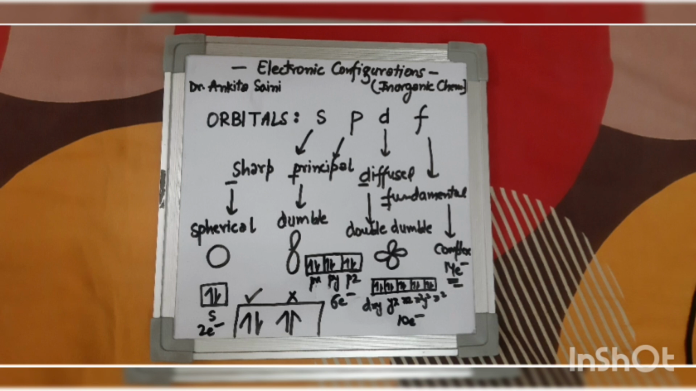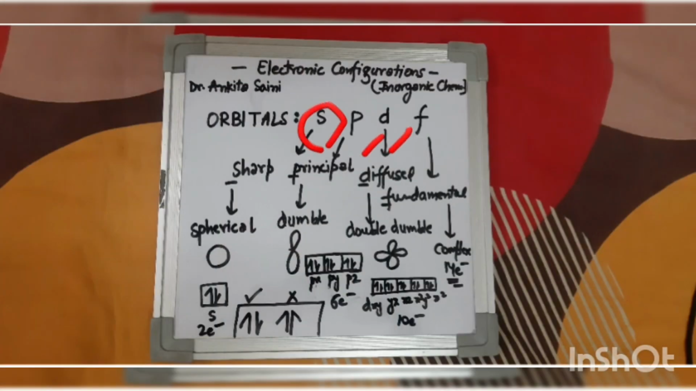In inorganic chemistry, we use four orbitals which are most commonly used, that are s, p, d and f, right? These four orbitals will occupy the electrons. So from where do s, p, d and f get their names? s means sharp, p means principal, d means diffused and f means fundamental. Okay, now come to the shape. s is spherical, p is dumbbell shape, d is double dumbbell and f has a complex structure, so we won't go into that one.